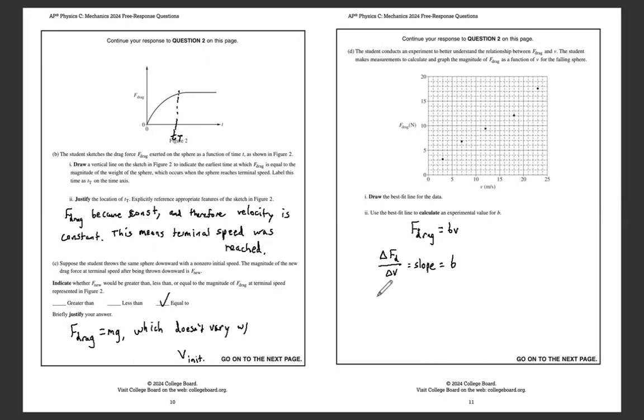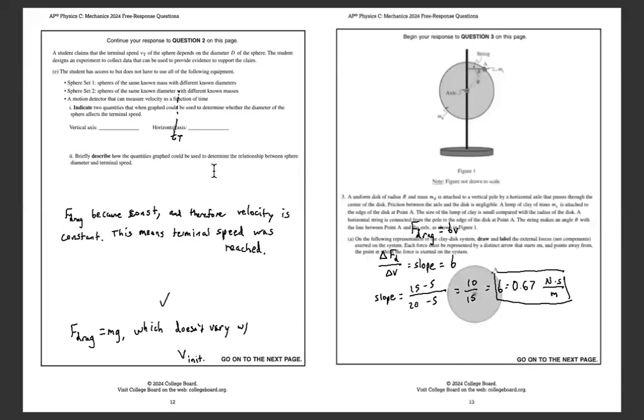The 2 points that I used were 20 comma 15 and 5 comma 5 on my line that I have on paper here. So that's 10 over 15, which means that B is going to equal 0.67, and the units this time are newtons times seconds over meters, because it's force over velocity then. All right, there you go, and there's our value for B then. Awesome. Let's move on to the next part.